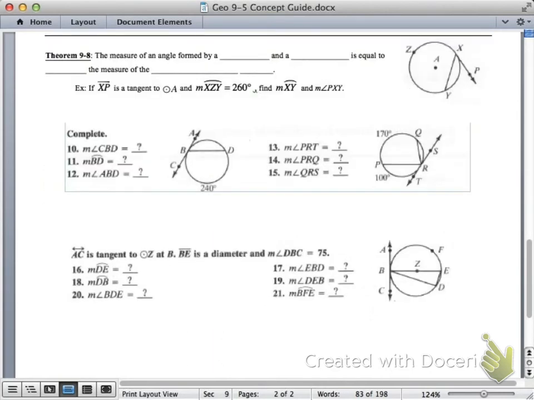All right, last piece for this section, Theorem 9.8. I'm going to teach you that Theorem 9.8. What this is about is exactly like what was in the first theorem. The reason it gets its own theorem is because it's formed by different pieces to the angle. Here's what I'm talking about. The measure of an angle formed by a chord and a tangent is equal to half the measure of the intercepted arc. So this is not an inscribed angle anymore.